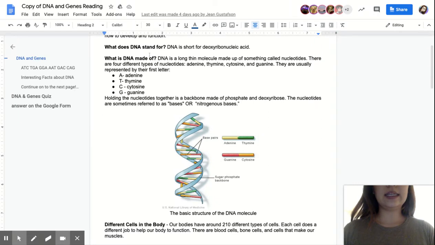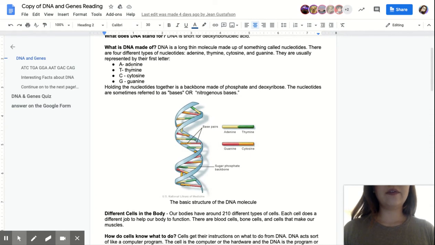What does DNA stand for? DNA is short for deoxyribonucleic acid. What is DNA made of? DNA is a long, thin molecule made up of something called nucleotides. There are 4 different types of nucleotides: adenine, thymine, cytosine, and guanine. They are usually represented by their first letter: A for adenine, T for thymine, C for cytosine, and G for guanine.